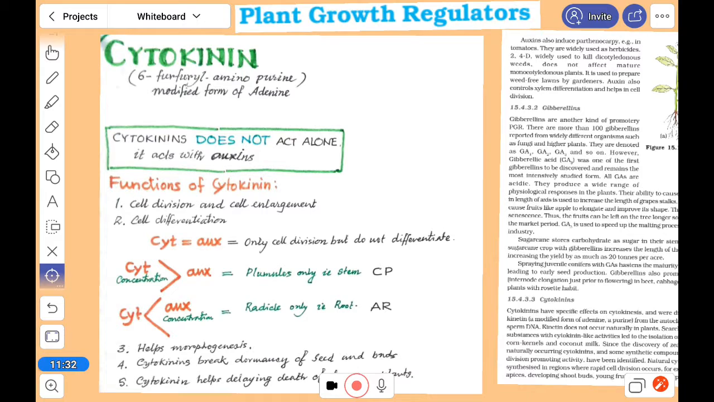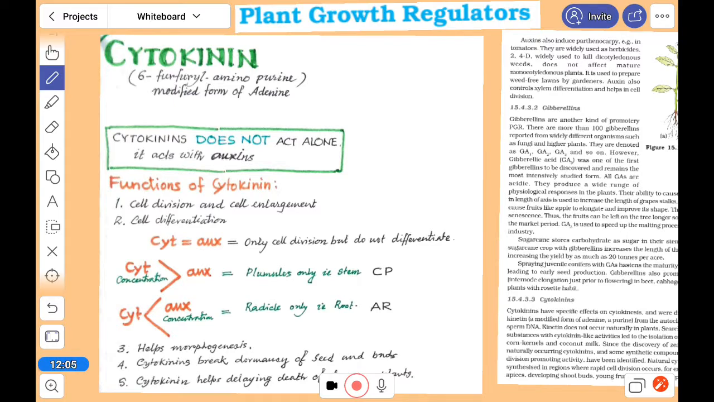Now, what is its function? Its function is cell division, cell enlargement, and cell differentiation. One thing you have to keep in mind is that all three we have just discussed are basically involved in cell division and cell growth, enlargement, but here it comes in cell differentiation. So what does cell differentiation mean? You have to understand that.